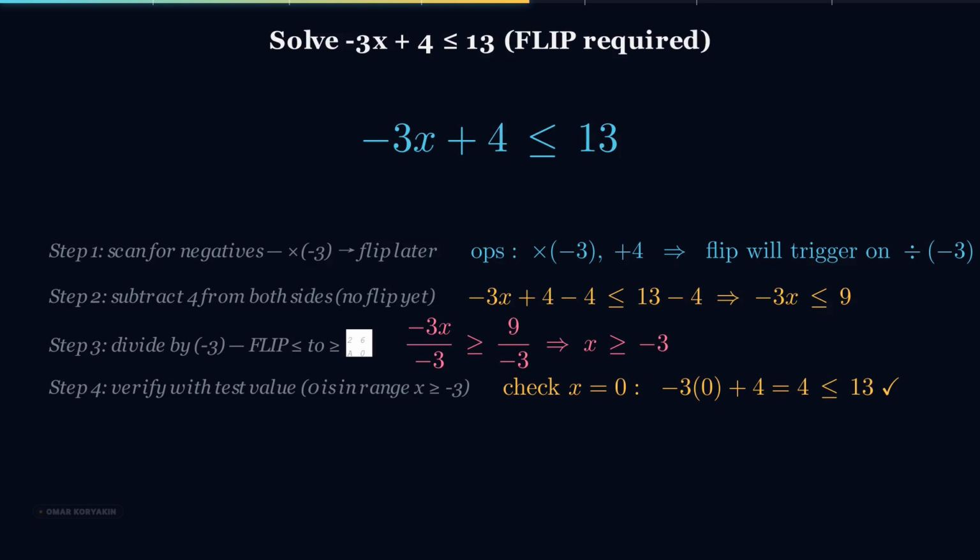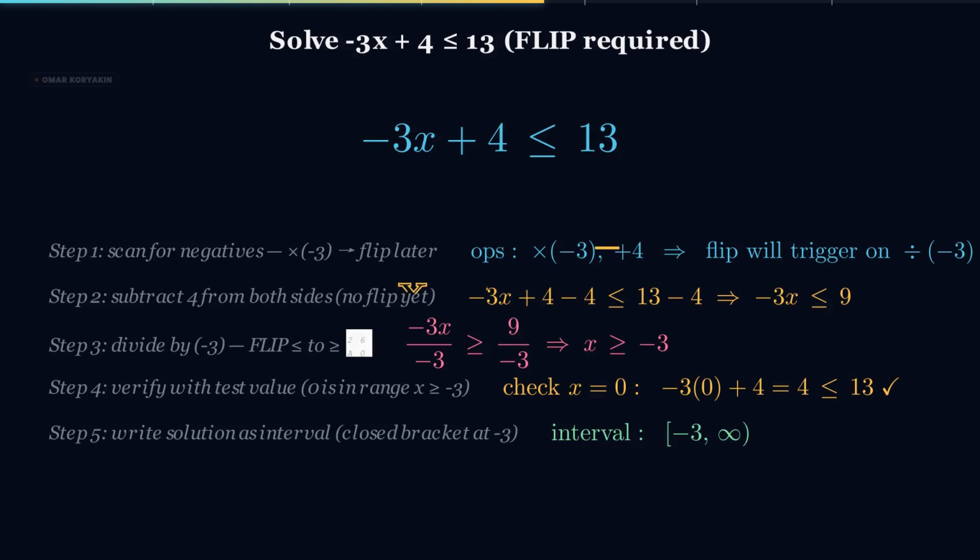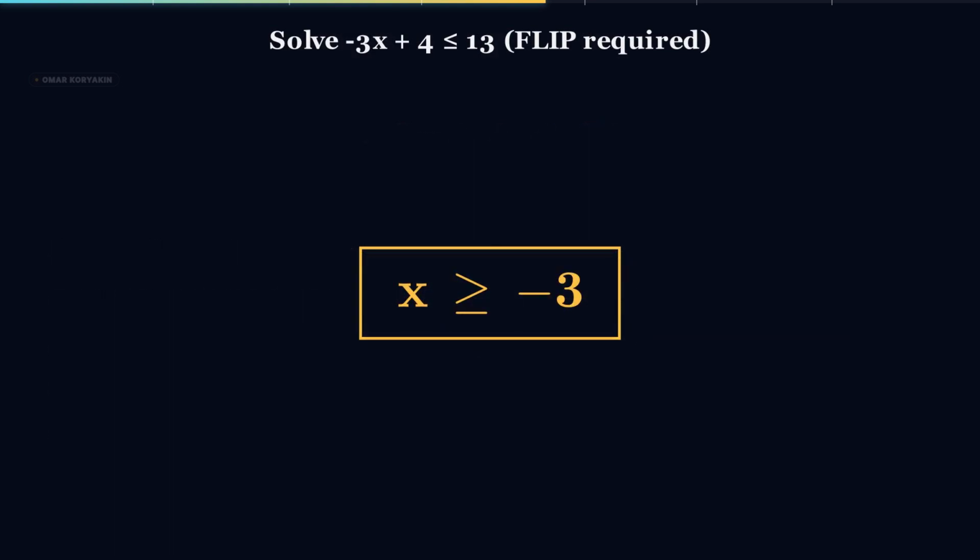As a bonus check, also try a value outside the range like x equals -10. -3 times -10 plus 4 equals 34, which is not less than or equal to 13, confirming that values below -3 are not solutions. So the solution is x greater than or equal to -3.